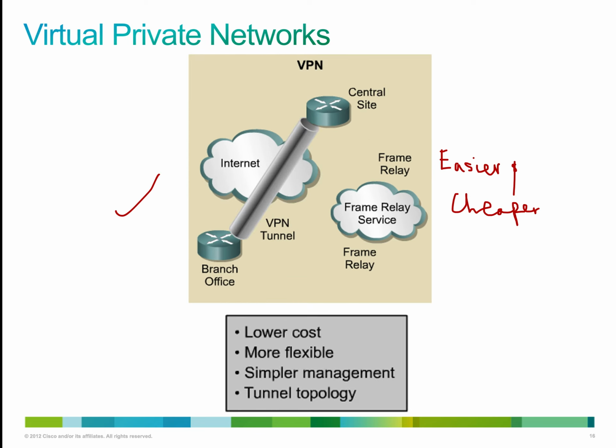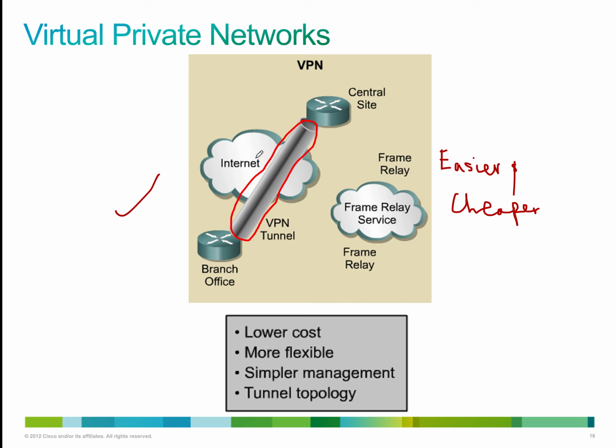The second one is the virtual private network, the one we'll be describing. It's easier, cheaper, more flexible, with simpler management. The topology uses the tunnel. It's over the public infrastructure; the internet is a public infrastructure. So you create a tunnel. This is the head office, and it's going to go through the internet, but through a tunnel.